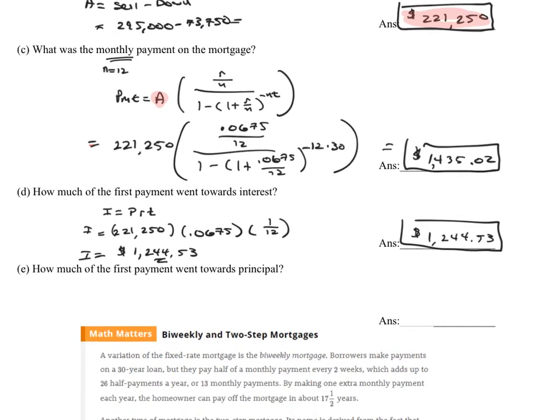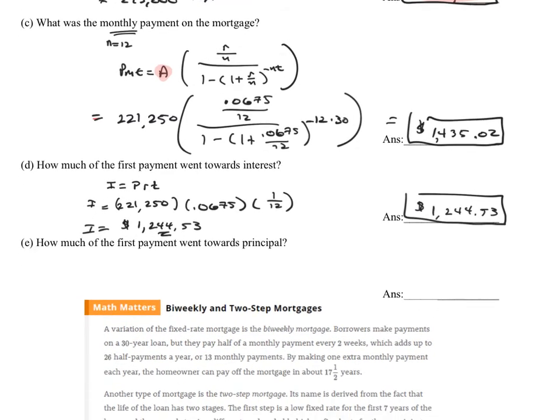The question then becomes, of that payment that you made, how much did you actually pay towards your home? So that monthly payment was, so how do I calculate principal? To calculate the principal, I'm going to do the payment minus the amount that went towards interest. I paid $1,435.02. The amount that went towards interest was $1,244.53.